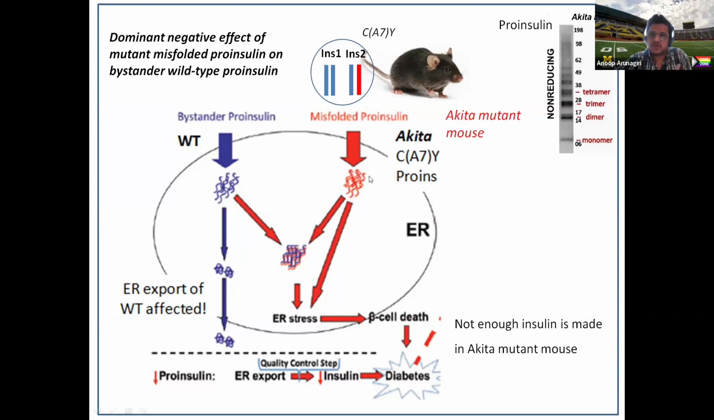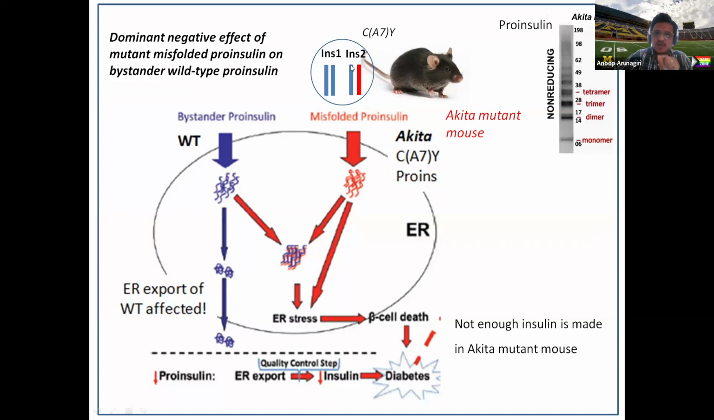So the misfolded proinsulin is somehow able to interact with the wild type proinsulin. We recently found that the misfolded proinsulin actually engages the wild type proinsulin using disulfide bonds again. Therefore, the picture I showed you in the previous slide, the ladder, which you can also see on the right top corner, that ladder is not just the mutant Akita, it's also a combination of mutant and wild type. So mutant and wild type aggregate together. And what happens due to that? The wild type is not able to move forward. So wild type export is affected. Therefore, the insulin making is affected, leading to diabetes in this condition.